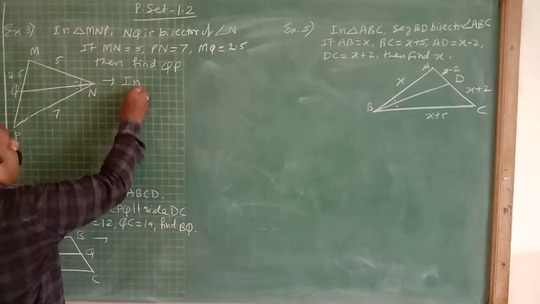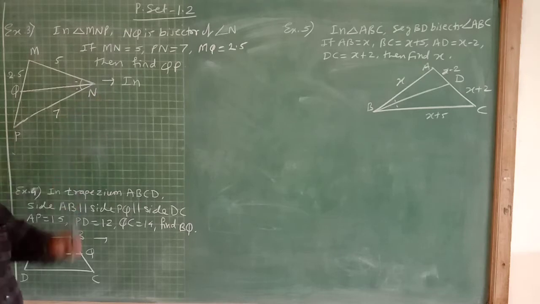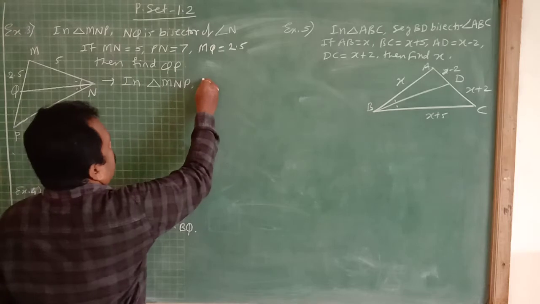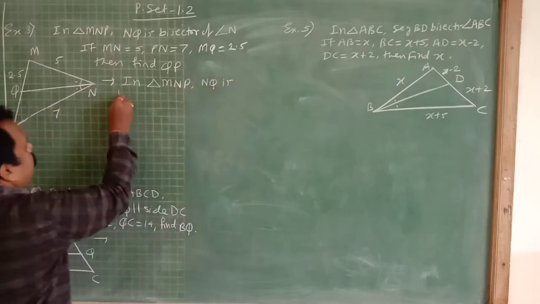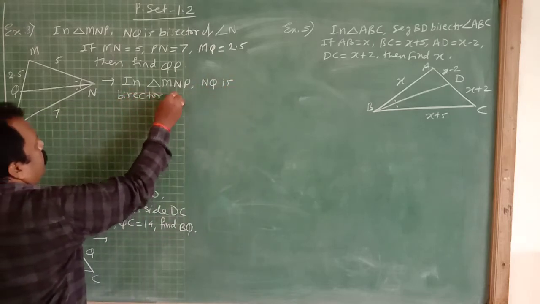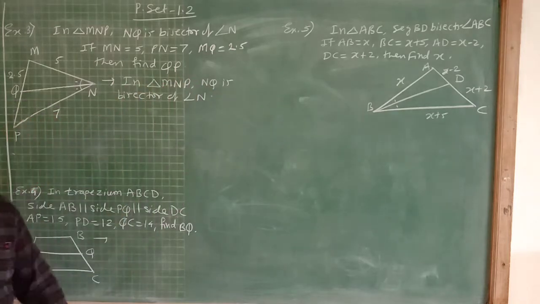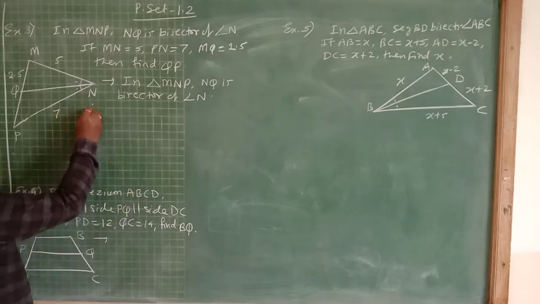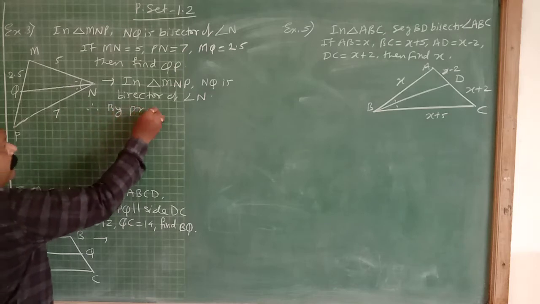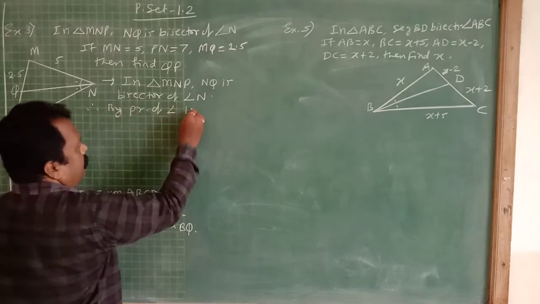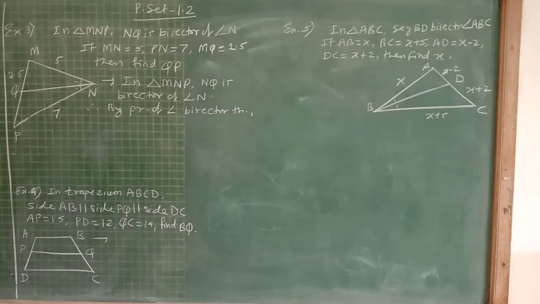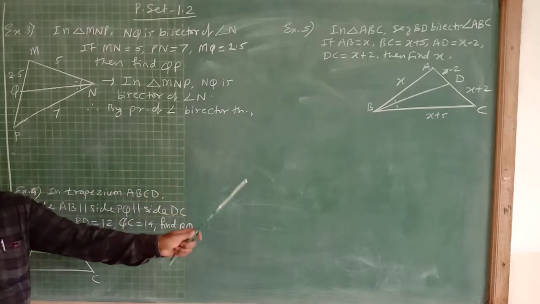First, write in triangle MNP, NQ is the bisector of angle N. Writing this given is very important. Therefore, by property of angle bisector theorem.